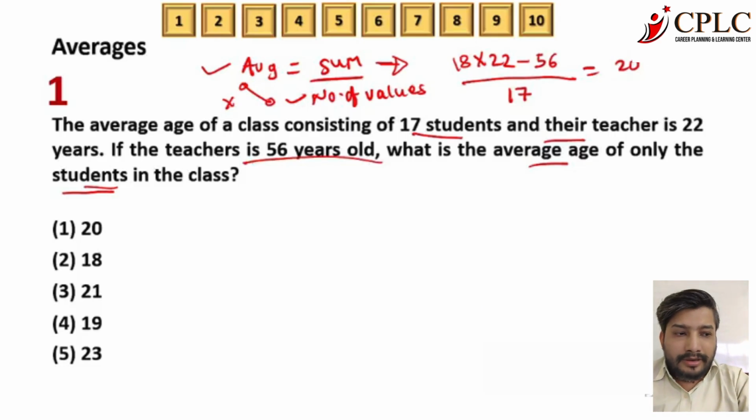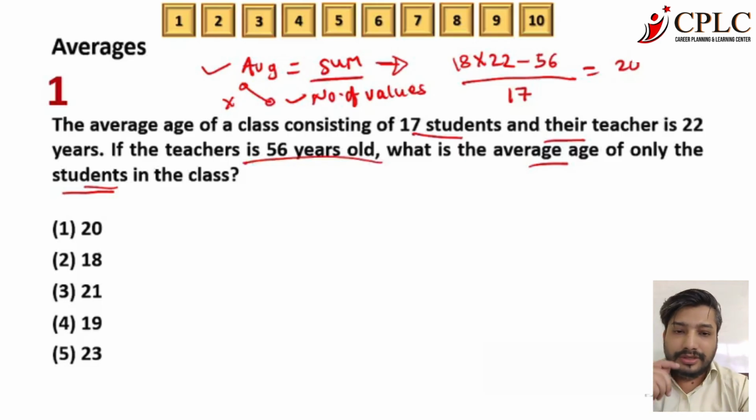But to understand that method, what you will have to remember is one simple property: if you add or subtract a value which is equivalent to the current average, then the average doesn't change. I will repeat this one more time. If you add or subtract a value which is equal to the current average, then the current average doesn't change. It remains the same. Remember this property, very important.